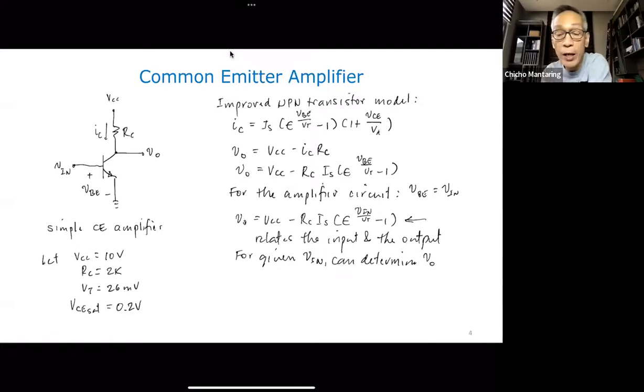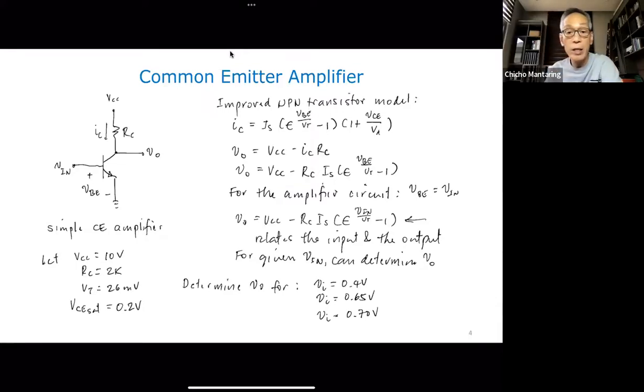So can you just do this on your own? Please do it. So determine V sub O for VI equal to 0.4 volts, VI equal to 0.65 volts, and VI equal to 0.70 volts. Okay. So can you do this? Let's start with 0.4 volts. Okay, can you type in your answers?